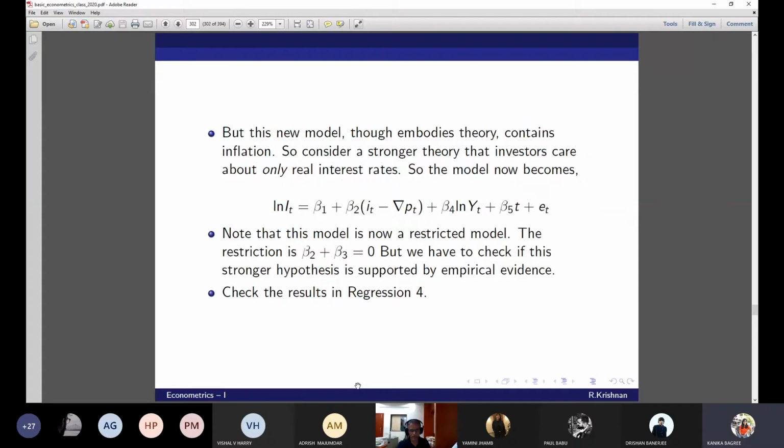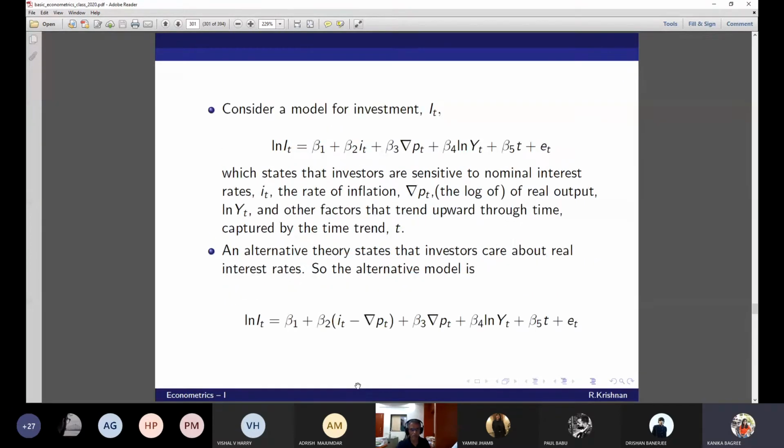Sir, can you show the model once? Yes, sir. This is the model I am interested in. You are talking about the unrestricted model, right, Drishan? Yes, sir, the unrestricted model. Yes, that is 4, K minus 1. There are 5 parameters, minus 1. The 4 is from K minus 1, Drishan.